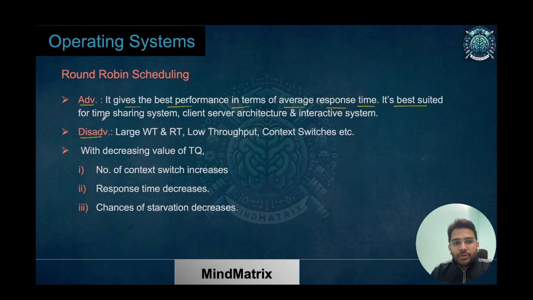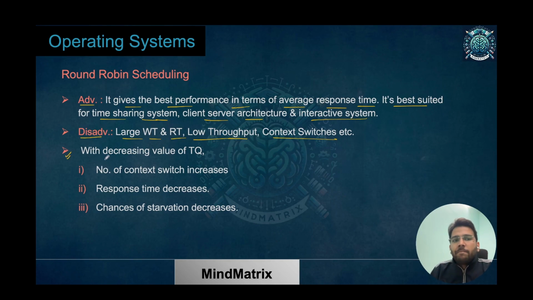It is best suited for time sharing systems, as we are using a time quantum, so it is best suited for time sharing systems, client server architecture, and interactive systems. Clear? What are the disadvantages? Large waiting time and response time. Average response time is going to be good, but if we compare just for a particular process, it is going to have a large waiting time, low throughput, and more context switches, based on the time quantum.